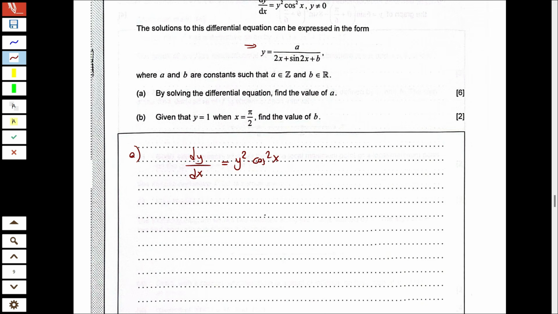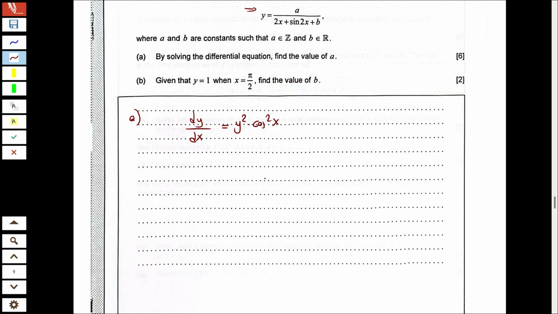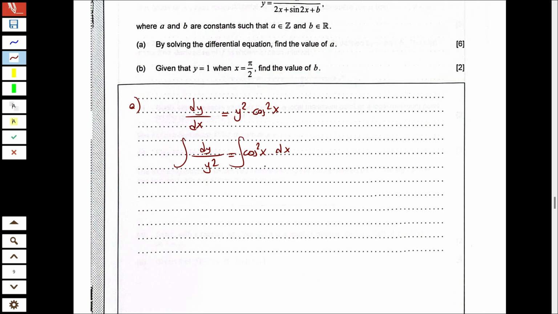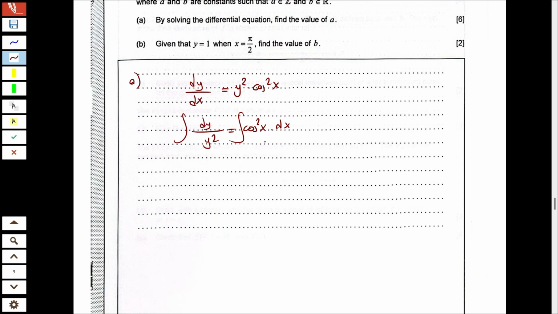To do that, I will write all the expressions of y and the expressions of x together. So I am just dividing both sides by y squared and multiplying both sides by dx, which will give us dy over y squared equals cosine squared of x times dx. From here you can find the integral for both sides. What's the integral of 1 over y squared? I know that you can write y to the power of minus 2 in this case.